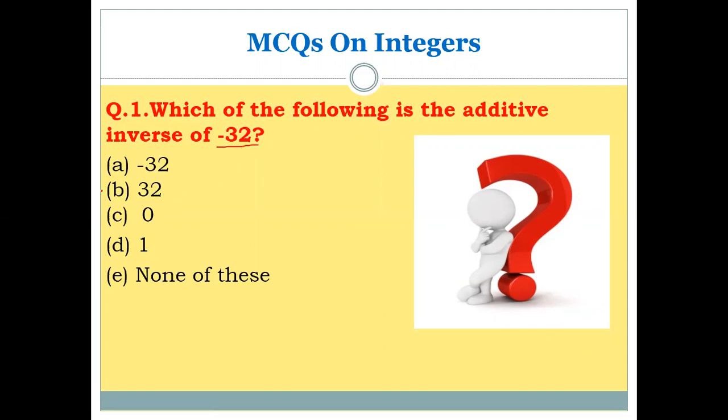So the correct answer is option B. 32 is the correct answer. And we just change the sign. If a number is positive, it becomes negative, and if a number is negative, it becomes positive. That is what we understand from the additive inverse. And a number and its additive inverse, their sum is always 0, and that we call the zero pair.